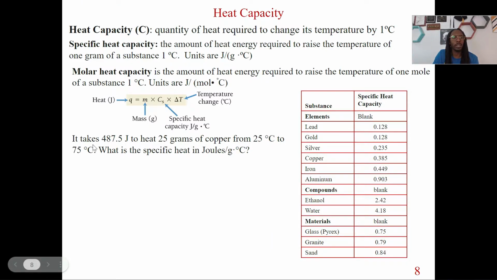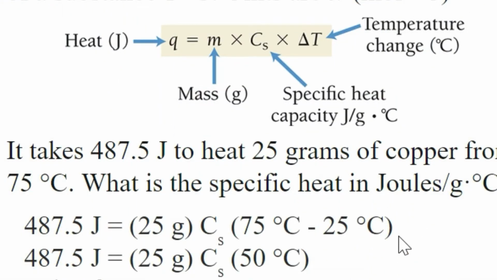So let's say we've got an example here. It takes 487.5 joules to heat 25 grams of copper from 25 degrees Celsius to 75 degrees Celsius. What is the specific heat in joules over grams Celsius, right? So now we need to figure out the specific heat in this case. So what are we going to do here, Dr. J? Well, we're going to use our equation Q equals M times specific heat times change in temperature, right? So it says that it takes 487.5 joules. Well, joules is a giveaway. That's going to be my Q, right?